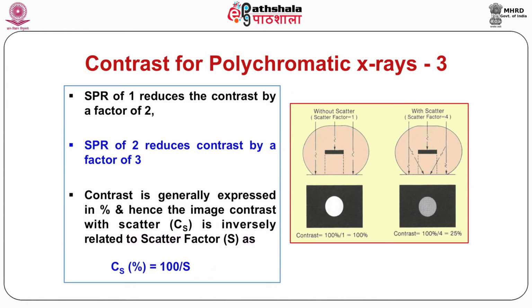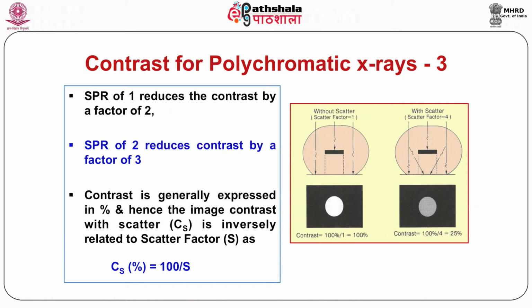Thus, an SPR of 1 reduces the contrast by a factor of 2 and an SPR of 2 reduces contrast by a factor of 3. The term 1 upon (1 plus SPR) is called the contrast reduction factor or contrast degradation factor. The SPR depends on the area of the X-ray field, that is field of view, the thickness of the patient and the energy of the X-rays.